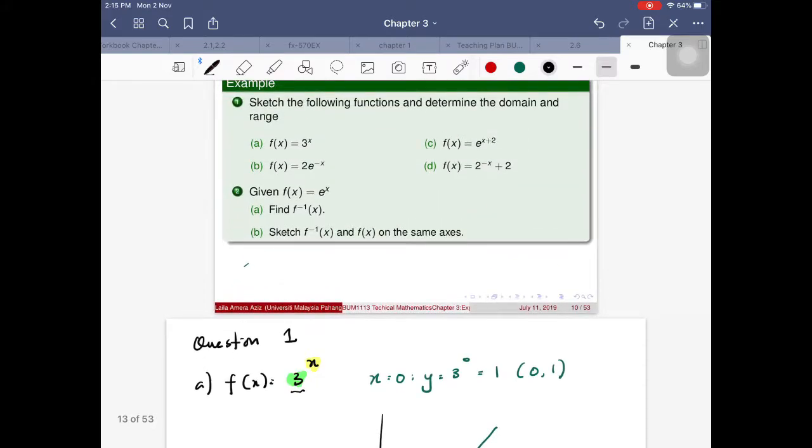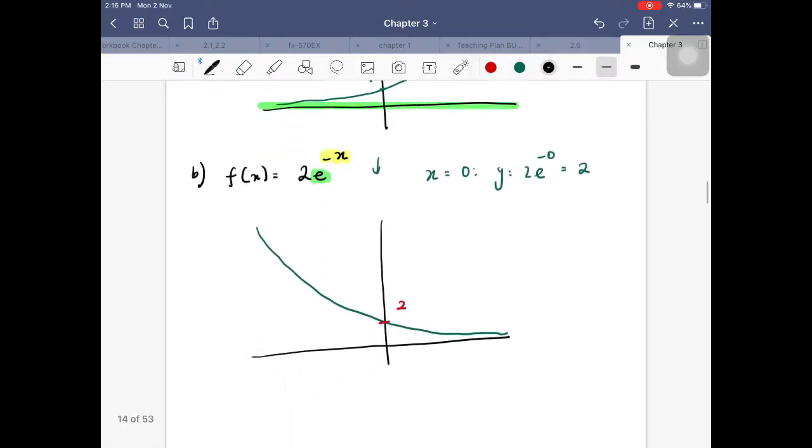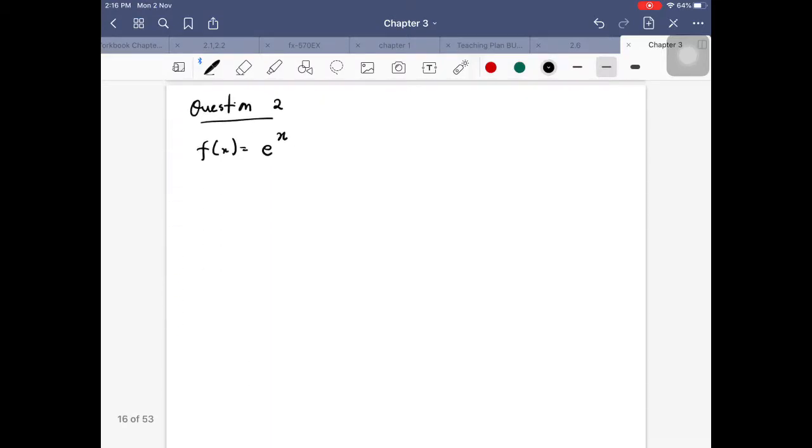Okay, the last one, question number 2. We are given a function f of x equal exponential of x. First, we're going to find the inverse. And then we're going to sketch the inverse and the function f of x equal exponential of x both on the same axis. So here we will combine the idea of exponential, what we discussed in this topic, and the previous topic in 2.6. Now let's start with finding the inverse.